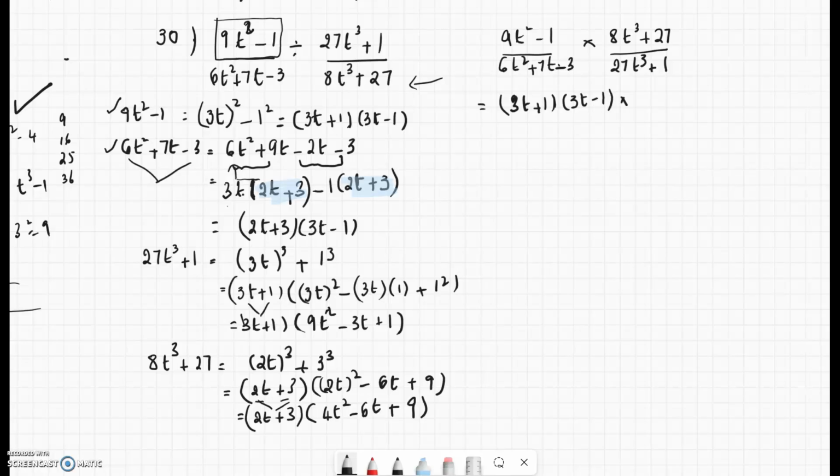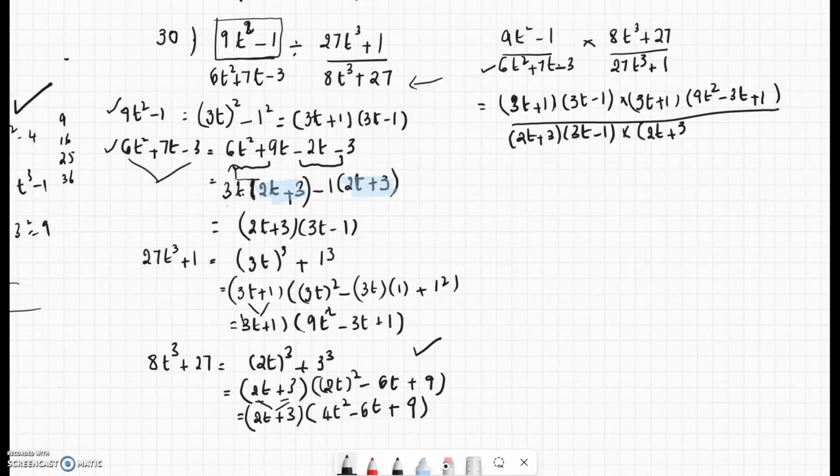Times, we factored the next expression, 3t the whole cubed plus 1 cubed is 3t plus 1 times 9t squared minus 3t plus 1 whole, divided by, we factored this expression, and it's equal to 2t plus 3 times 3t minus 1, times, we factored this expression, and it's equal to 2t plus 3 times 4t squared minus 6t plus 9.